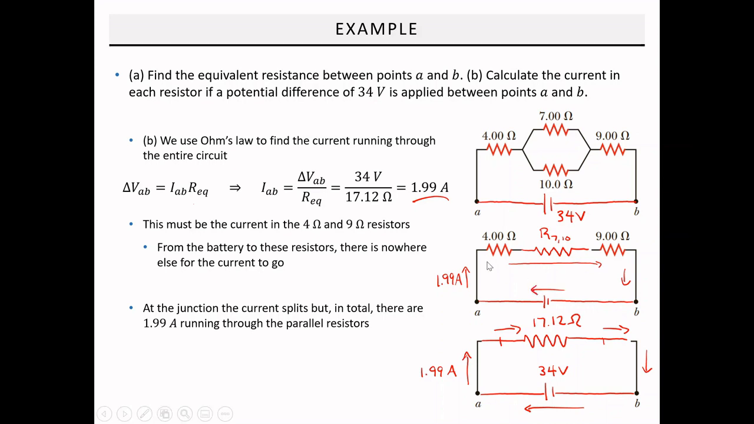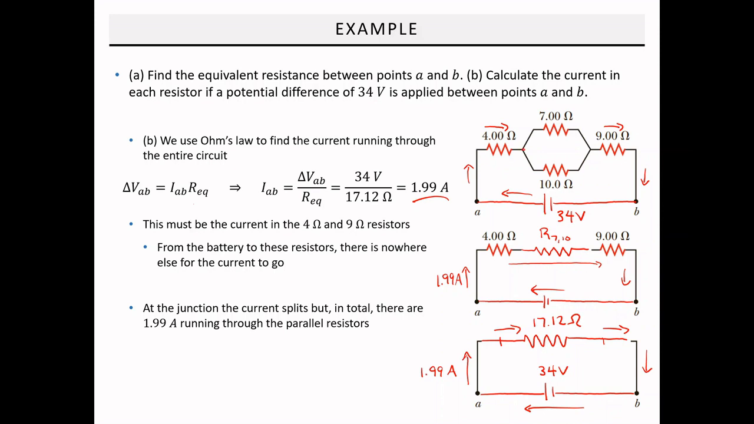This means that through resistors 4 and 9 in particular, we have 1.99 amps of current flowing through. And now when we move up to the top diagram, our original circuit, we have 1.99 amps of current flowing through the 4 and 9 ohm resistors, and also this battery that we've put in. But this R710 resistor is split into 2 parallel resistors. Now the R710 resistor in the middle figure does have 1.99 amps of current flowing through it in total.